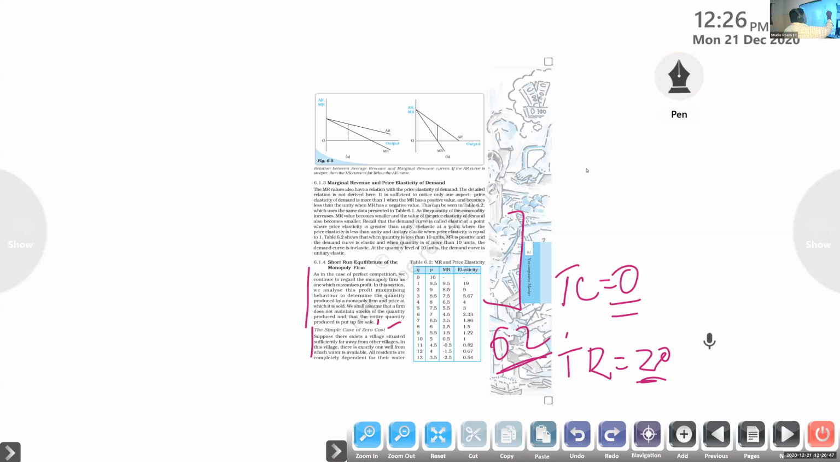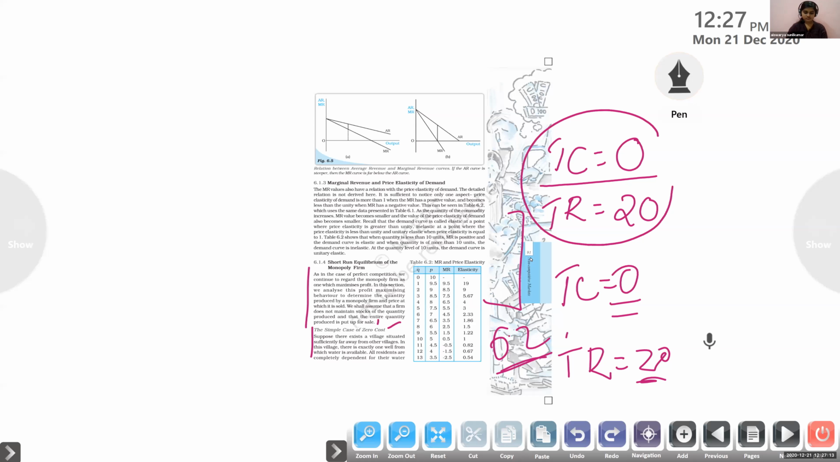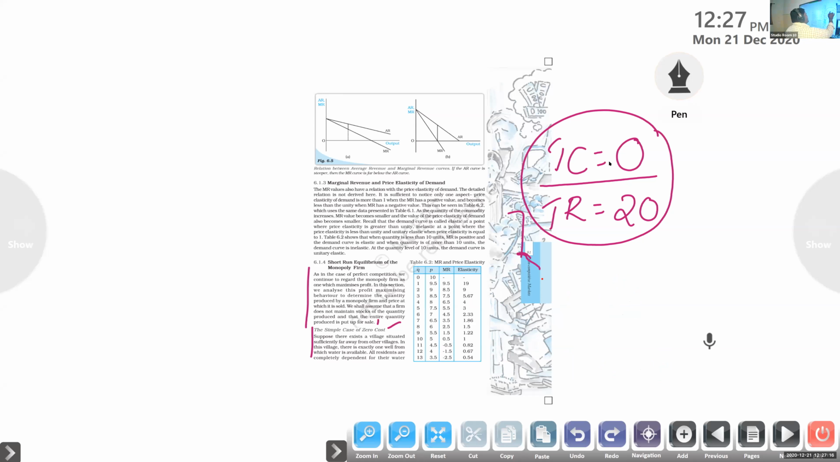The total cost of the firm is zero. They spend 0 rupees to produce the product, and the total revenue of the firm is 20. They sold their product in the market and earned 20 rupees. Is this condition profitable for the firm? That is the question for you. Yes, it is profitable, the maximum profit, because zero is the investment. Next question: is that possible? No, it is not really possible, right?